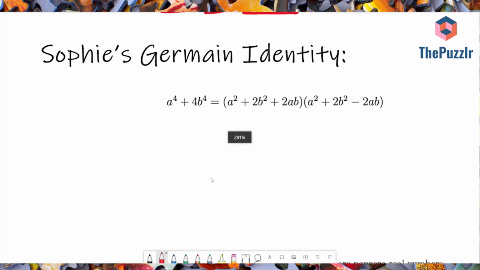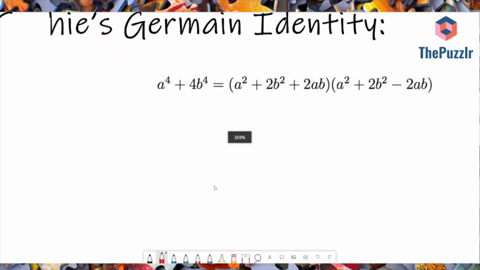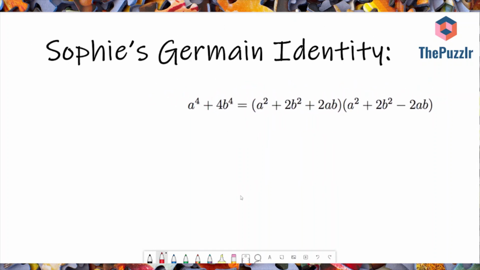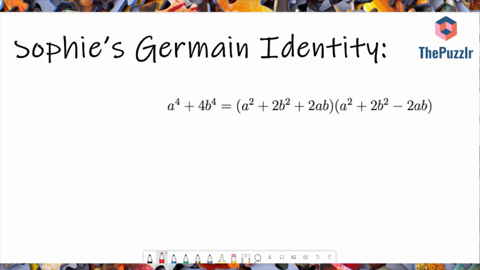The Sophie Germain identity. This is quite rare on the AMC 10 test, but we'll look at a problem today where it actually showed up on the last 5 for the AMC 10. That's quite tricky because that problem wasn't really solvable using any other approach. Of course, there were other approaches, but using this identity, it was just much easier. This identity states that a to the power 4 plus 4 times b to the power 4 is equal to (a squared plus 2b squared plus 2ab) times (a squared plus 2b squared minus 2ab).